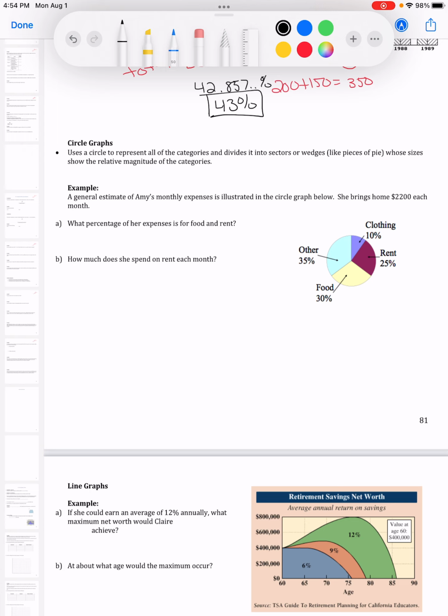So what percentage of her expenses is for food and rent? I'm just going to add those together. The food was 30% and the rent was 25%. So that gave me 55%.